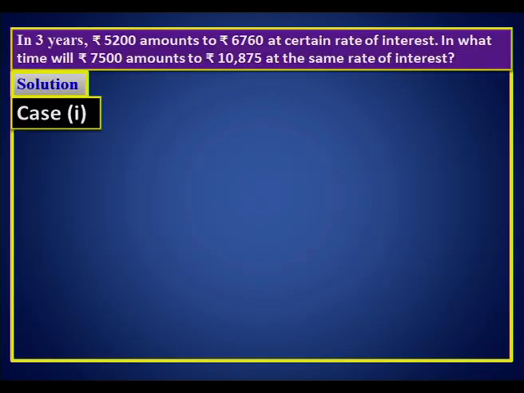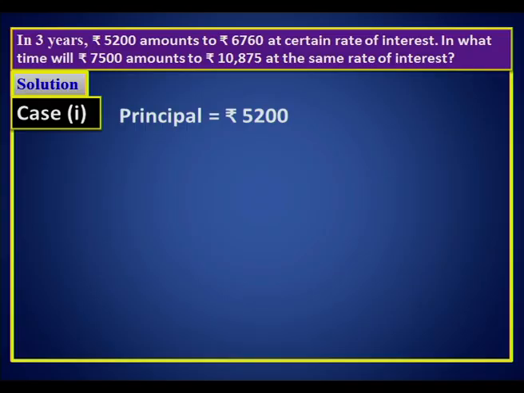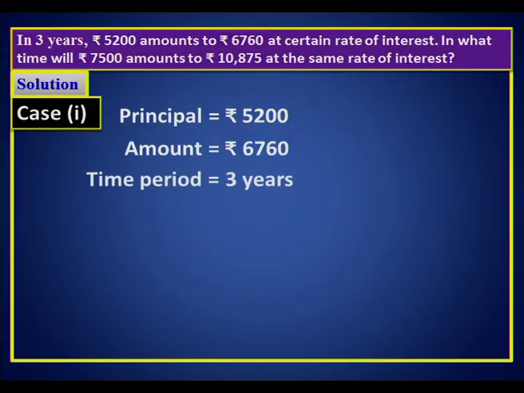So, children, here you see that the amount 5,200 has become 6,760 after 3 years at certain rate of interest. And in second case, 7,500 has become 10,875 at the same interest rate. That means, whatever is the interest rate in first case, that is there in the second case. So, what is the principal amount in the first case? 5,200. And what is the amount? 6,760. And the time period is 3 years. We need to calculate the rate of interest.